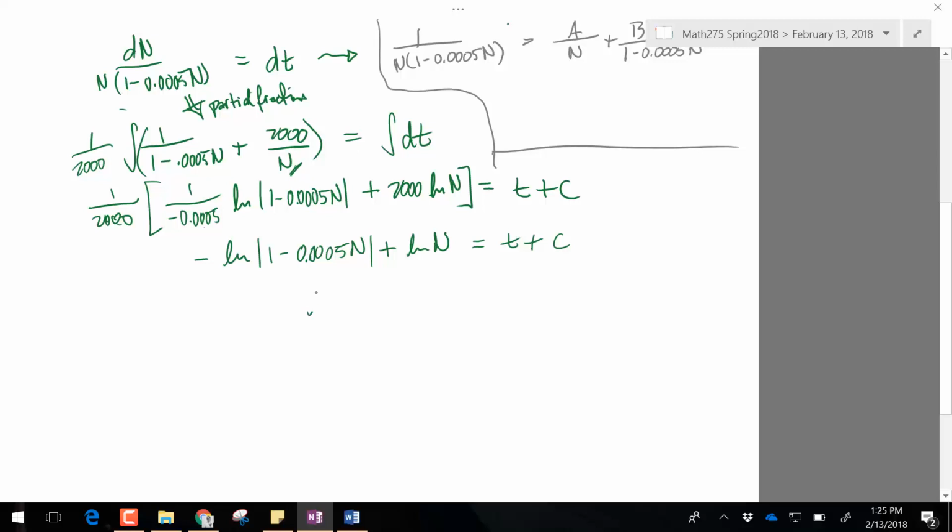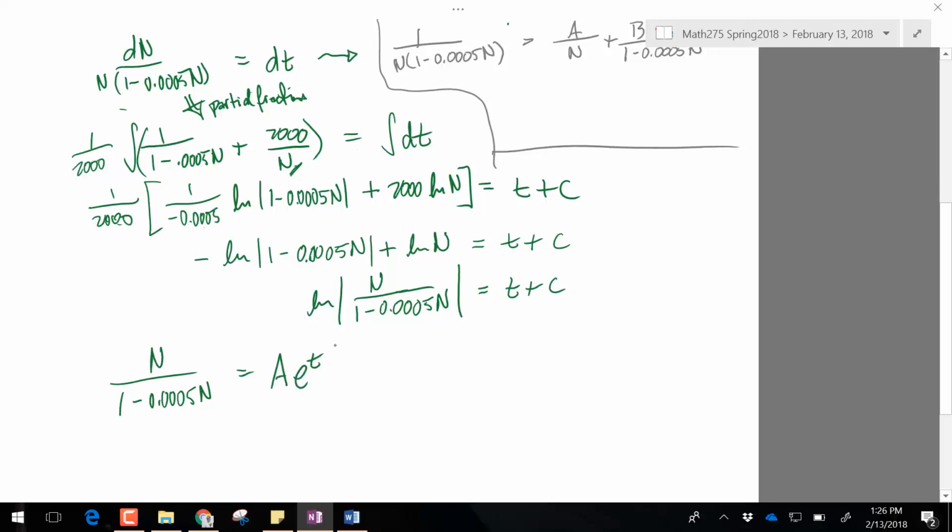And put this into one logarithm. So now we can take the e of both sides. And this is where you got the plus c business, so you can just have it as a coefficient, e to the t. And we can pause here and try to solve for the constant.